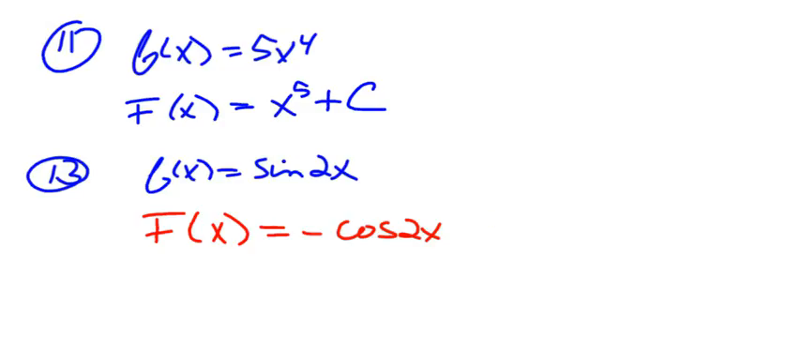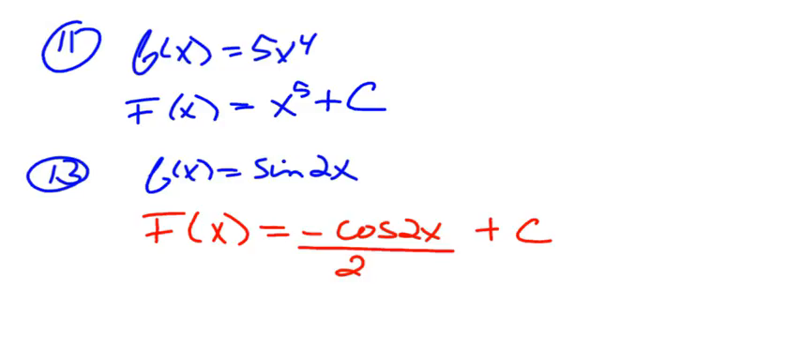I have plus c, but I have to deal with this chain rule. So instead of multiplying by the derivative of 2x, I'm going to divide. The derivative of 2x would be 2, so I'm going to divide by 2. So this would be my answer for number 13.